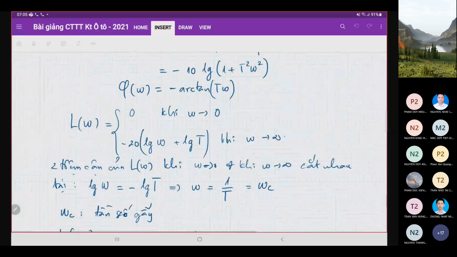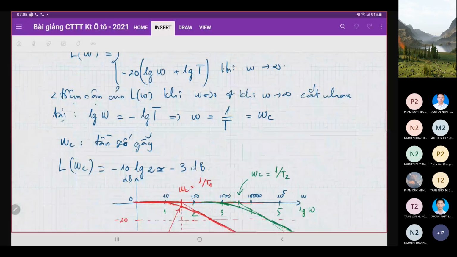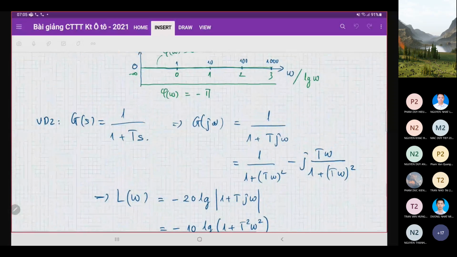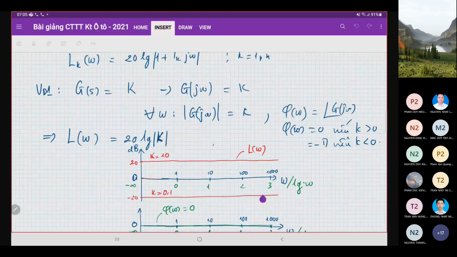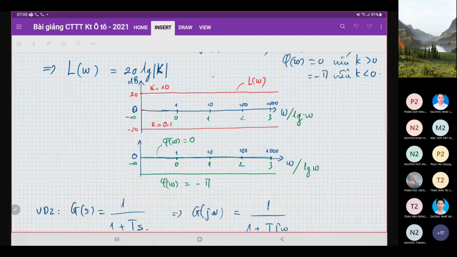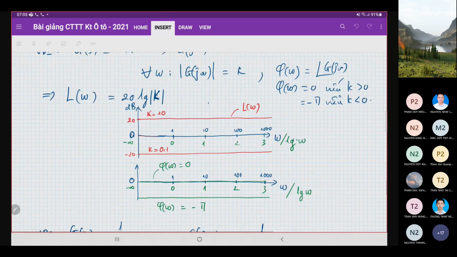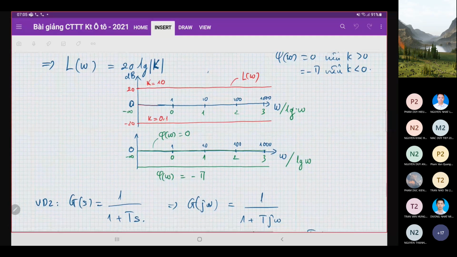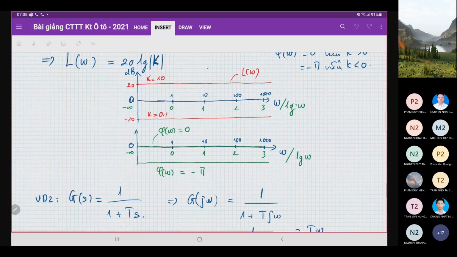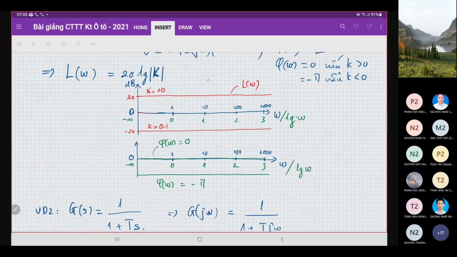Okay, and we already formed the diagram for some cases. The first one is when G(s) equals K, that means it's just an amplifier. And you see that here on the Bode diagram the amplitude is just a straight line, and the phase is always 0 or minus pi, right? Depending on the sign of the value K.